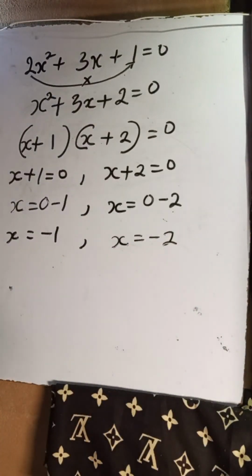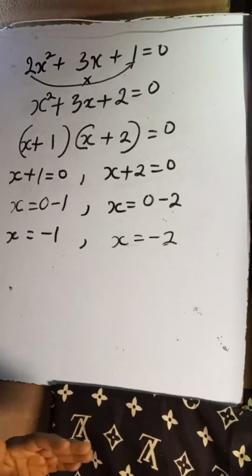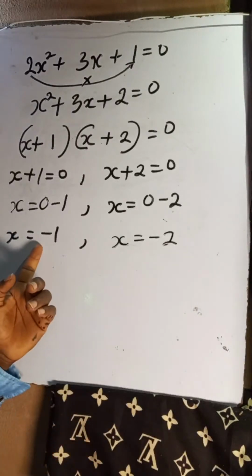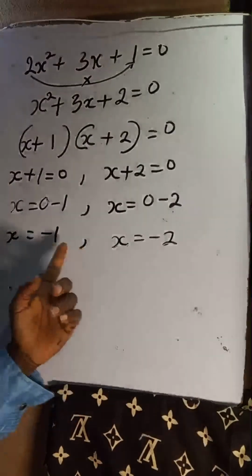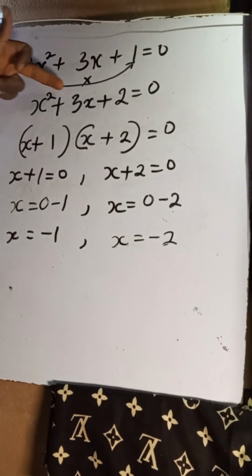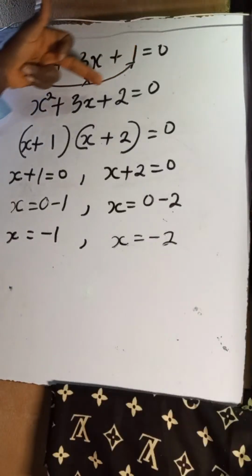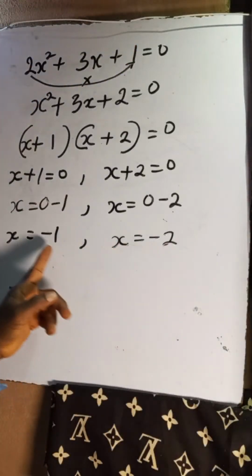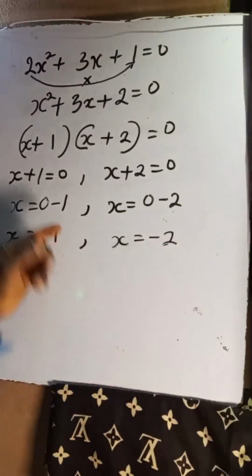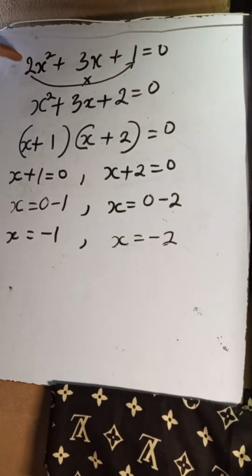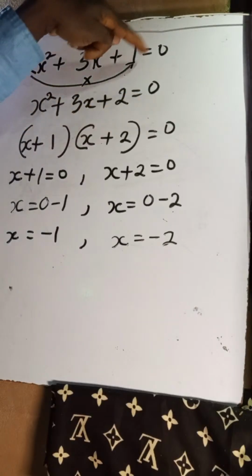Now, please, let's pay attention. This is very crucial. At this stage, we are not to leave our answers like this. Remember, we multiplied by 2 here. You can see here, right? We multiplied by 2. So we are going to divide each of these by 2. Yes, the reverse of multiplication. Remember, this is 2x squared and not just x squared. So we are solving as if it is like this. But the question is actually this.